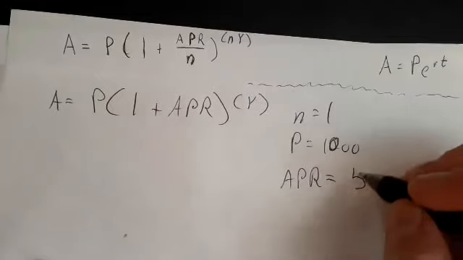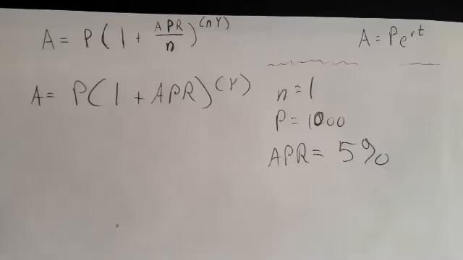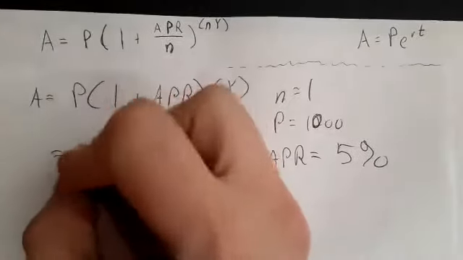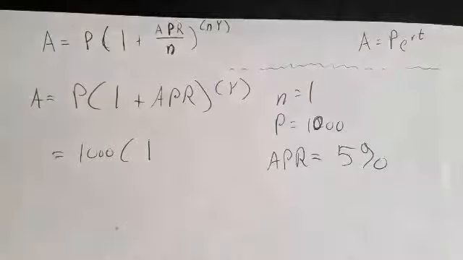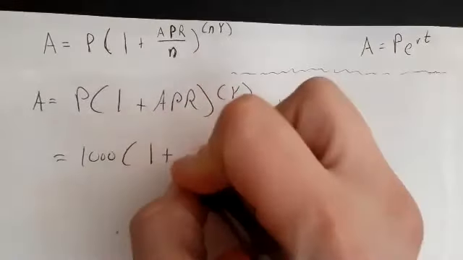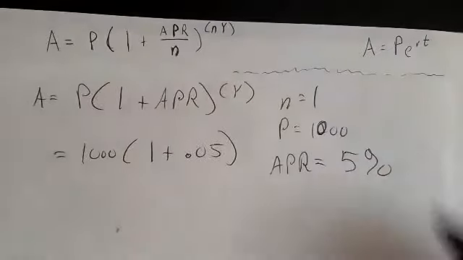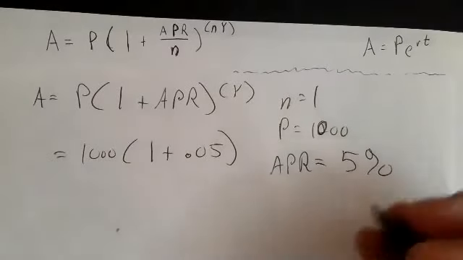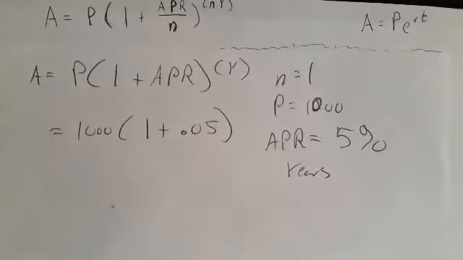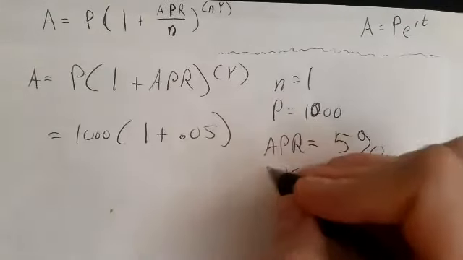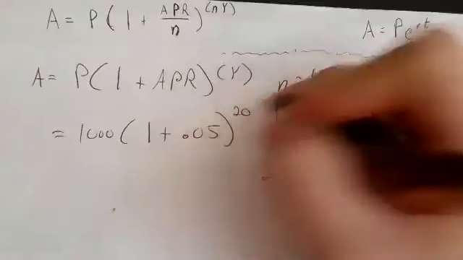Yes, something like that. Okay, so like pretty much everything else, we're just filling in. We're doing a principal of 1,000. We're doing 1 plus the APR, so 1 plus 0.05. And we're doing this for how many years, did it say? Let's do 20 years. And so we're going to raise this to the 20th.